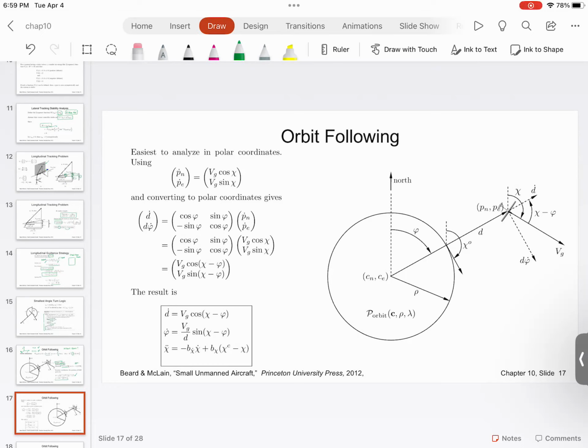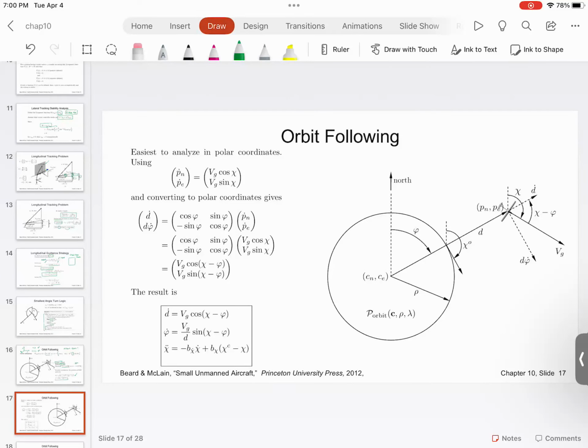If you think about what this is telling, this is actually giving me the spiral, and what I'm going to control is to make sure that the spiral does not converge or diverge. It stays where it is. The way I achieve that is by implementing the control on d dot and phi double dot.